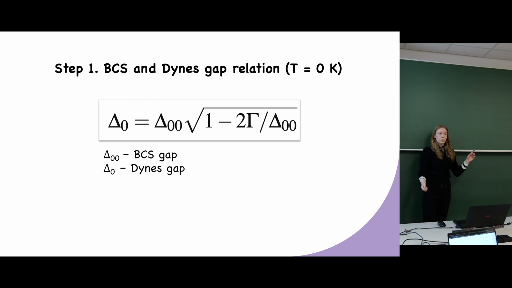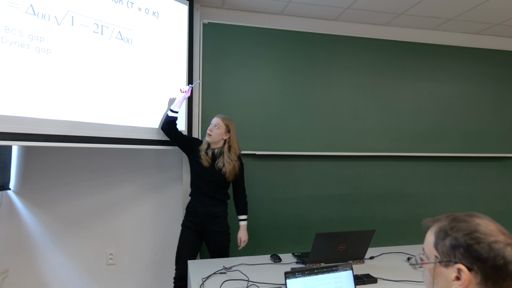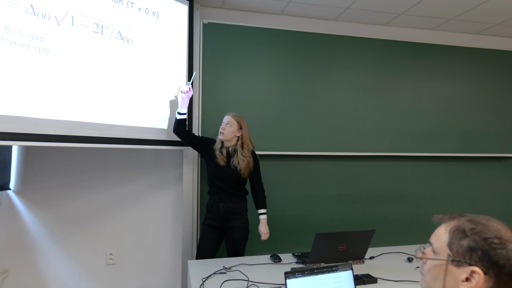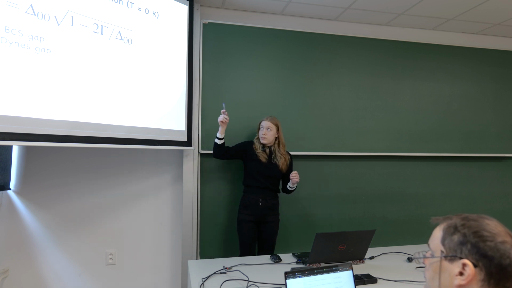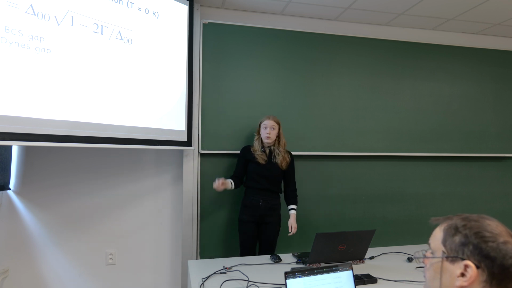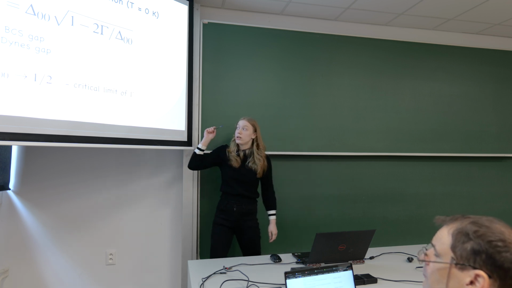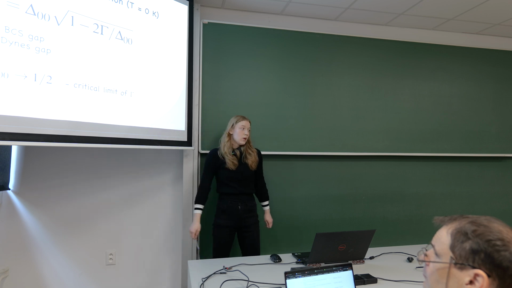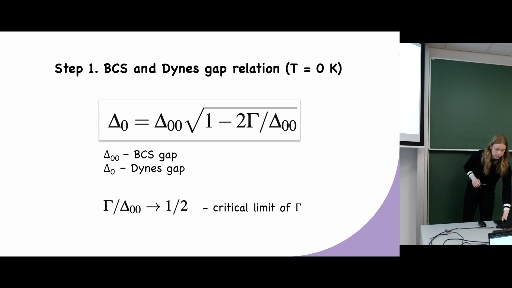From the introduction, we remember that when the gap is 0, superconductivity stops. So let's look at this equation. This gap is 0 when the gamma parameter equals delta 00 over 2. So it makes sense to look at this parameter gamma less than this value. And when gamma is close to this value, we call it the critical limit of gamma. We will use this equation later, and we will use the term critical limit of gamma. So remember this term and move further.